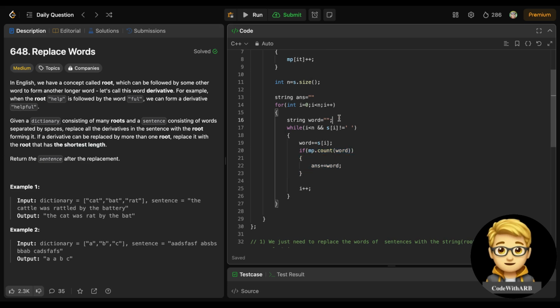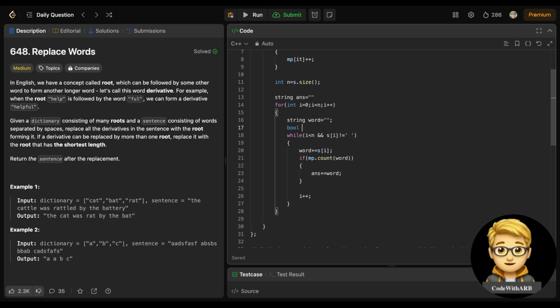So for that, I will make a check variable, a check bool variable, anything you want to call it, and I will just check whether this check is available or not. If I didn't get any word the first time, I will insert it. Otherwise, if the check is zero, it means I have definitely got a word which I have replaced already, so I will not insert it in my answer.